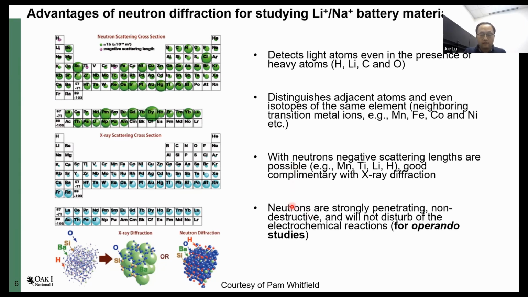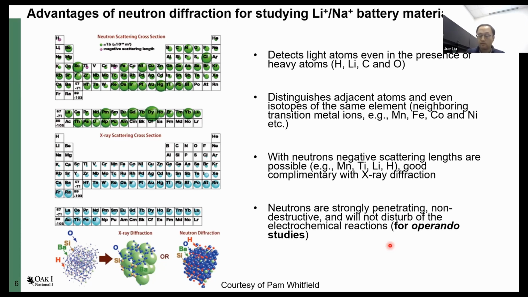So this part is the bit I really want to highlight, because it's directly relevant to what I'm going to talk about today. That is, neutrons are strongly penetrating and non-destructive. That's a unique advantage neutron scattering has compared to X-ray scattering.